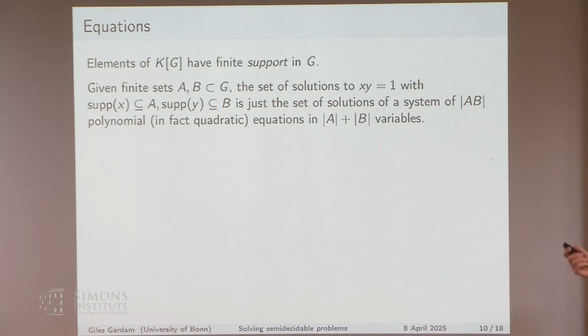So if I'm given two finite sets A and B in my group, I could then say, well, do those sets support a non-trivial unit? So I could ask for solutions to the equation xy equals 1, where x and y are elements of the group ring whose support is contained in those sets A and B.